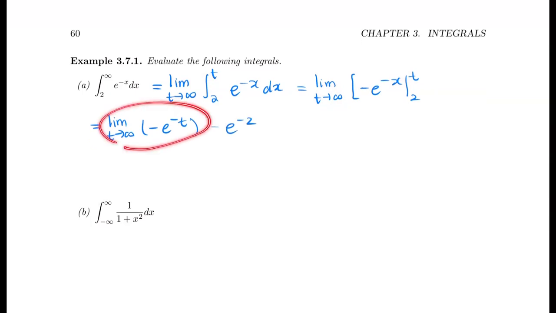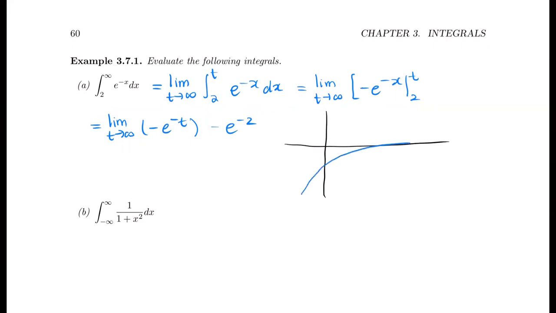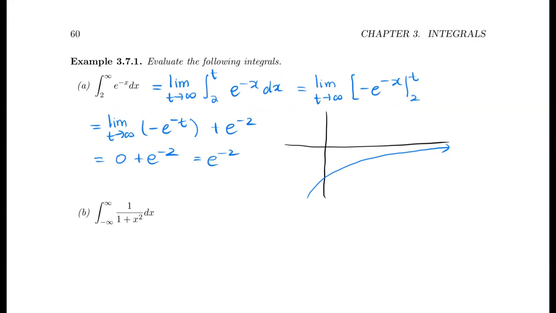Well, what happens as t approaches infinity is, if we try to visualize the graph of this, it would look something like this. So this is the graph of e to the power negative t, or the negative version. So we see that as t approaches infinity here, this value is actually going to go to 0. So because it's equal to 0, we would just have, this should be a plus, e to the power negative 2 as the finite value. So we see that the limit exists.